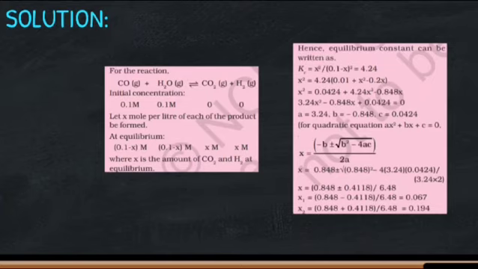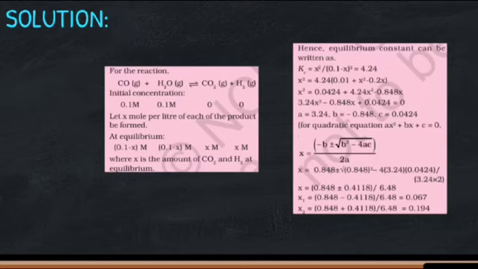To find out the value of x, we can use the formula, that is minus b plus minus root of b square minus 4ac by 2a. Here a is the coefficient of x square, that is 3.24. b is the coefficient of x, that is minus 0.848, and c is the constant term, which is 0.0424. So after writing this, we will substitute the value of a, b and c in this. x is equal to minus b plus minus root b square minus 4ac by 2a.